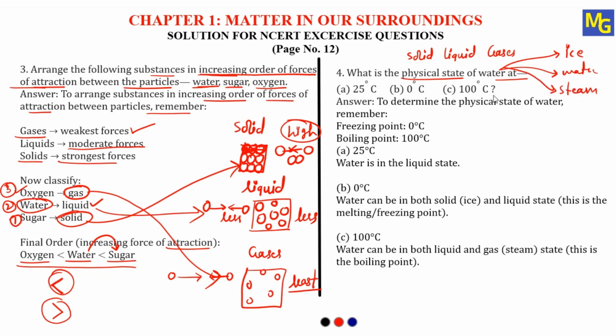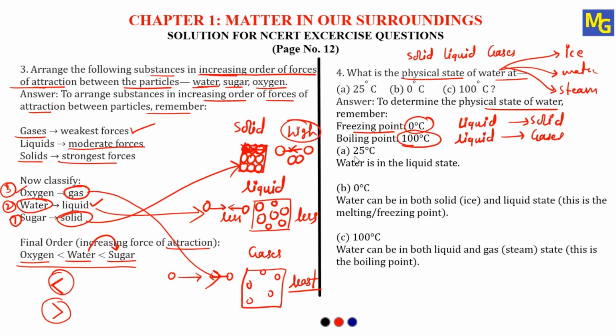Now based on this, we have to tell, depending on the temperature, in which physical state the water will be. To determine the physical state of water, remember some points. First point, freezing point is 0 degrees Celsius. Whenever the temperature of water is 0 degrees Celsius, water starts freezing, means it converts into solid. Boiling point is 100 degrees Celsius. Whenever the temperature of water reaches 100 degrees Celsius, water starts boiling, means it converts from liquid to gases. So this we have to remember. At 0 degrees Celsius, it converts from liquid to solid, and at 100 degrees Celsius, it converts from liquid to gases. Now we'll start our answer.